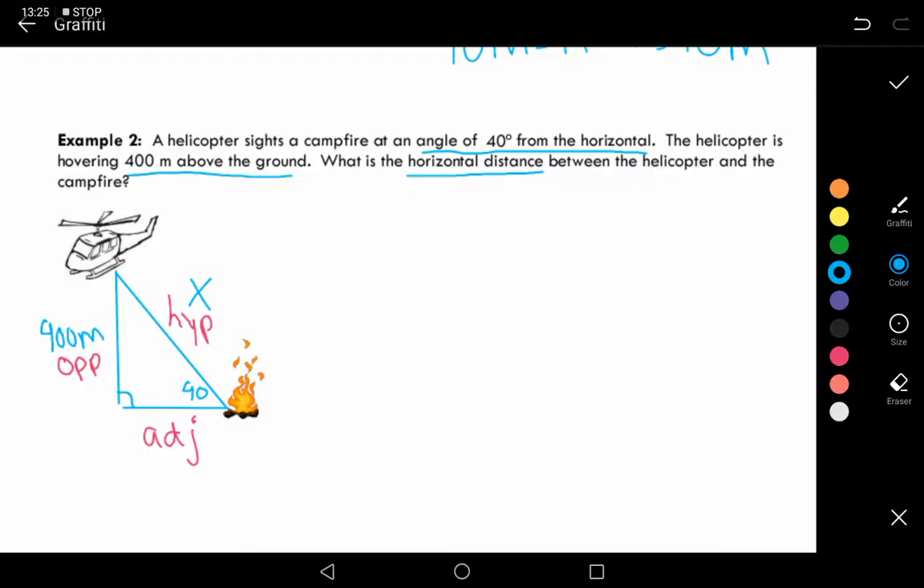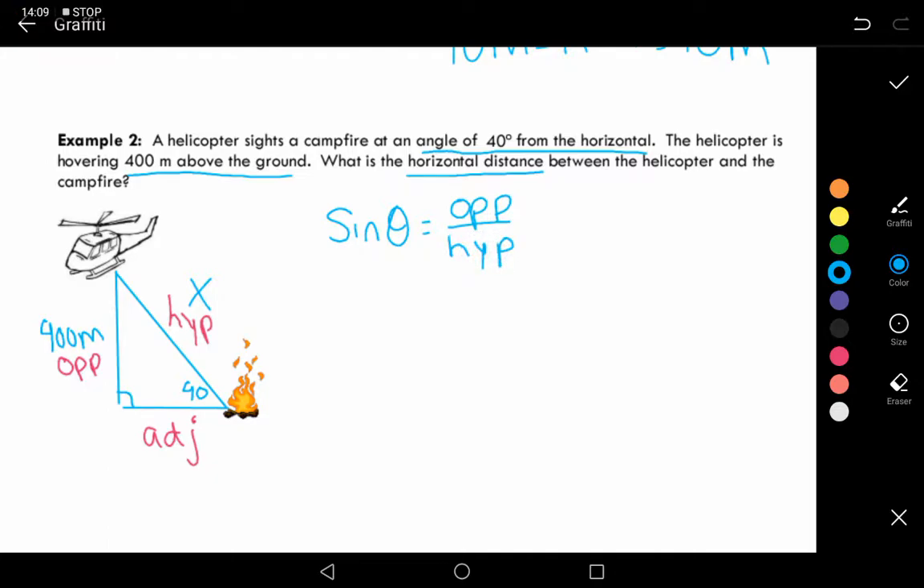Opposite and the hypotenuse. A helicopter sights a campfire at an angle of 40 degrees from the horizontal. The helicopter is hovering 400 meters above the ground. What is the distance between the helicopter and the campfire? Okay, so we need to figure out the trig ratio that includes the opposite and the hypotenuse. We look back, opposite and hypotenuse, we know that that is sine. So we have sine theta equals opposite over hypotenuse.